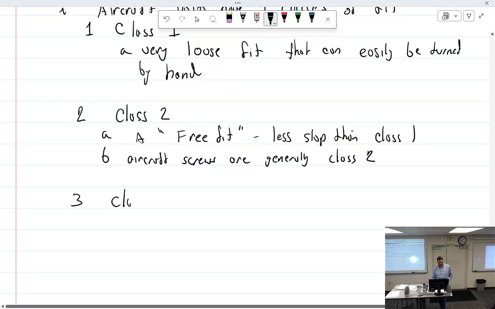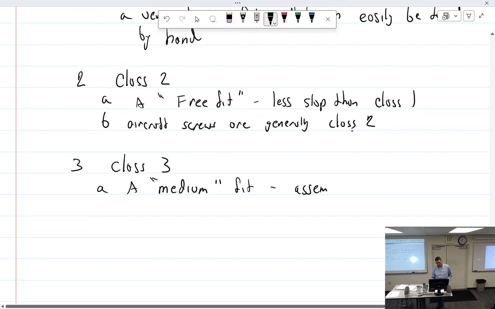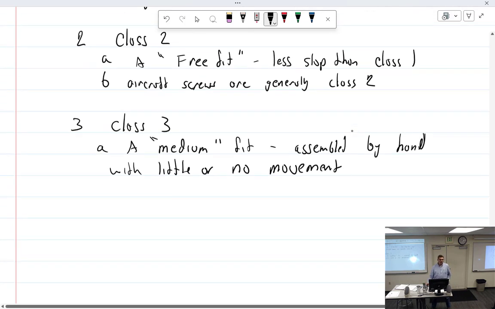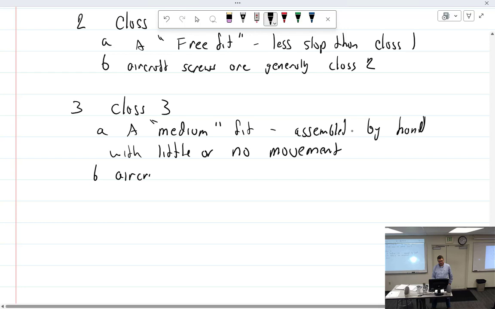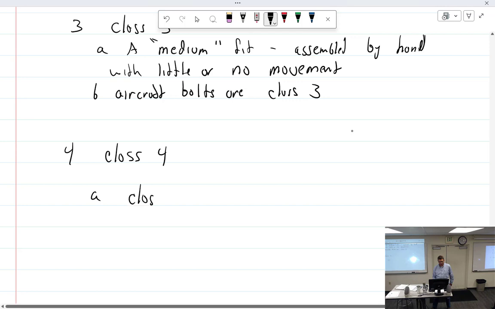All right, then we got class 3. A medium fit. Assembled by hand with little or no movement. Aircraft bolts are class 3. And then we have class 4. It's considered a close fit. A wrench is required to assemble.